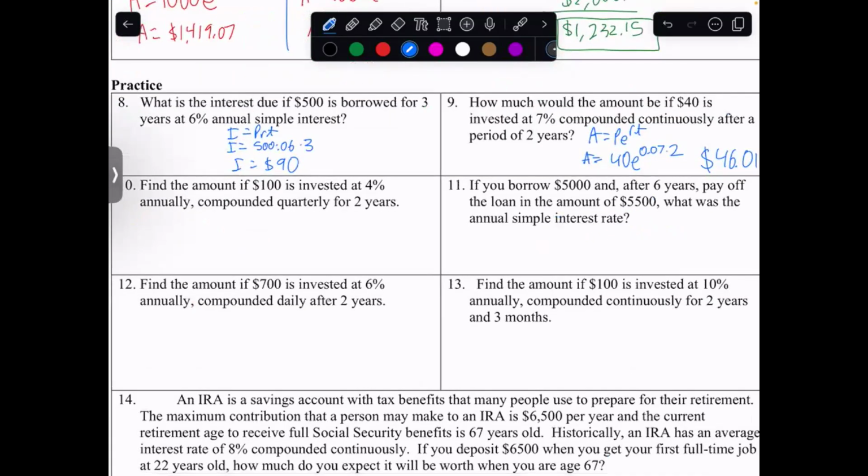Problem 10. So this is compounded, but not continuously. It's compounded quarterly. So that means you want to use the formula with the parentheses 1 plus. Quarterly means 4 times per year, so n is 4.